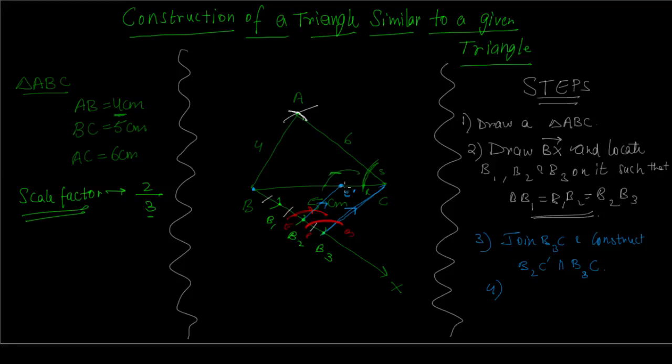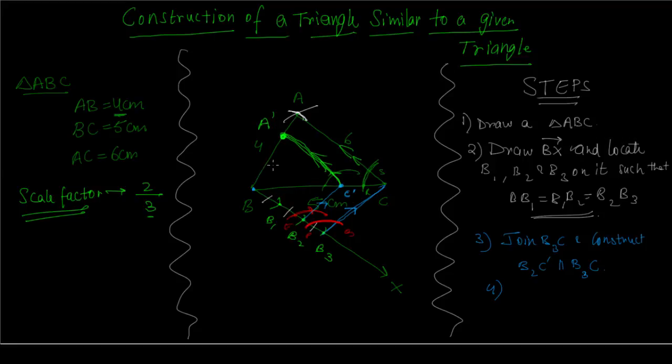Construct an arc. Now the C dash I am going to join to this arc, and we are going to get our parallel side parallel to this side, right? And then you will see that it intersects AB at a point A dash, right?